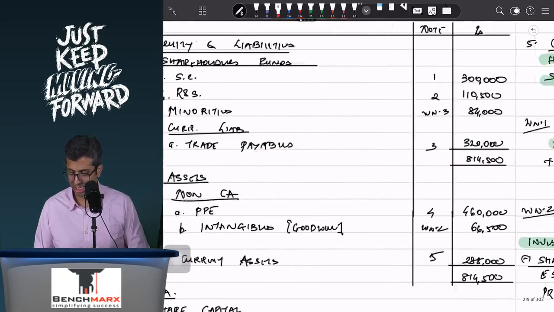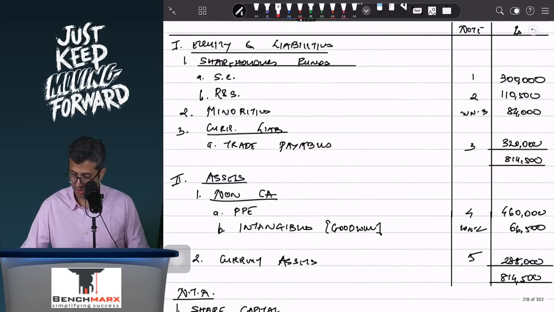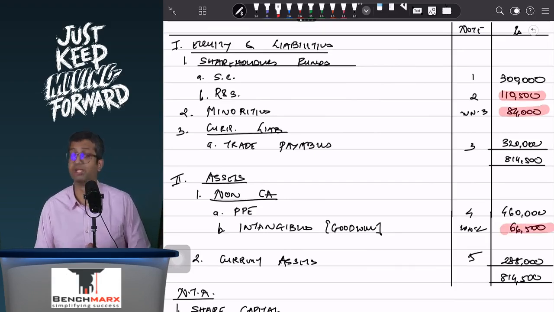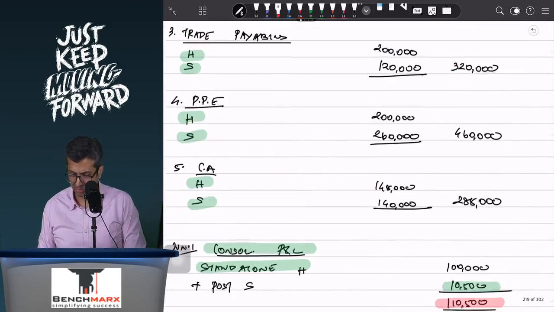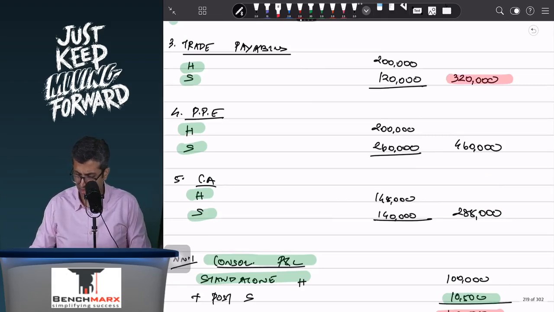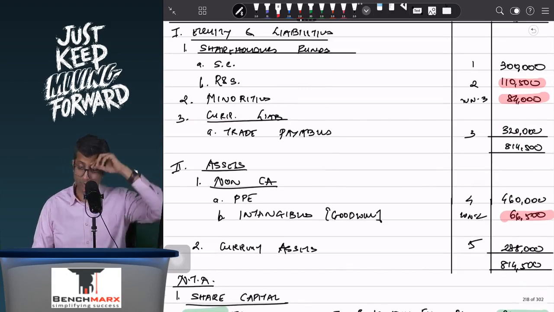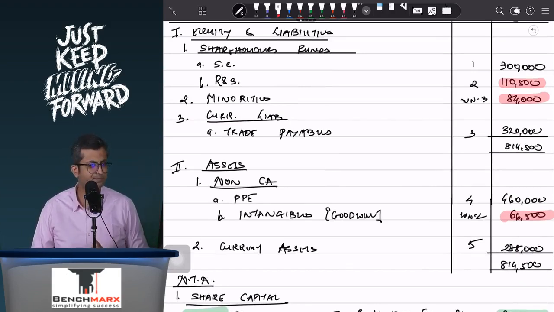These numbers you will take as it is, like over here, reserves would be 1,10,500, goodwill will be 66,500 and minorities will be 84,000. Without exaggeration, typically this will account for at least 2/3 of the marks of your question. If you get these 3 numbers right, even if your balance sheet does not tally, you don't have to worry. Other than that, you will then total up every other item. Take trade payables 3,20,000, 4,60,000, 2,88,000 and hopefully your balance sheet should tally.